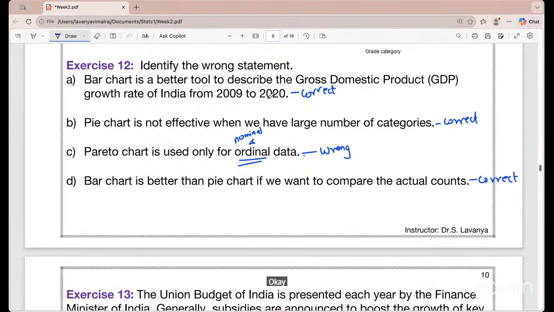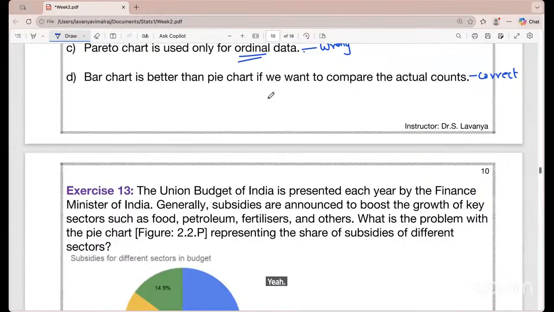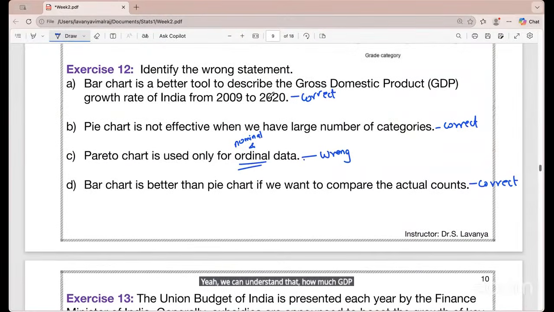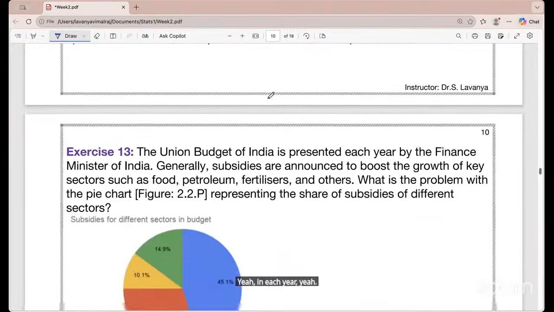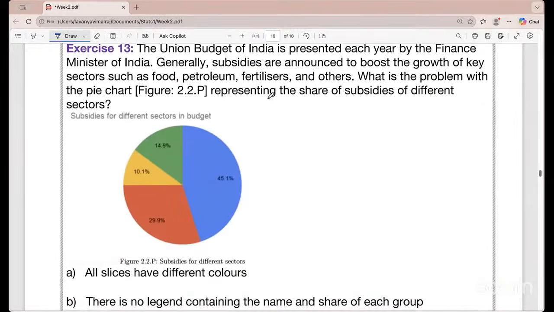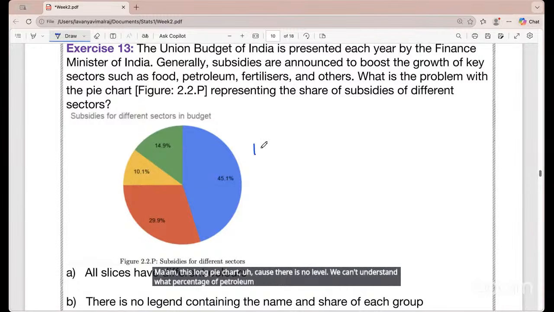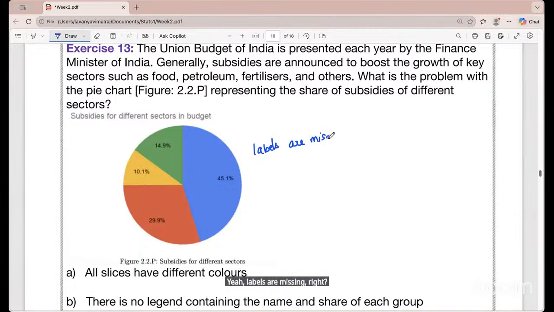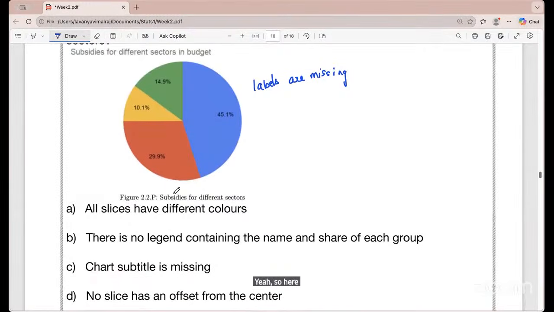Yes, ma'am. Here we can understand how much GDP has been made in each year. Ma'am, this pie chart is wrong because there are no labels. We can't understand what percentage is petroleum, fertilizers, and everything. Labels are missing. What is each of the sectors representing? For each category, it should be labeled.